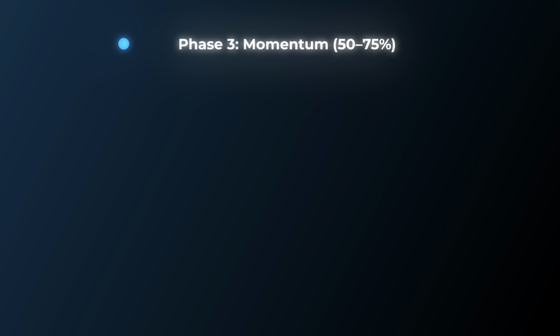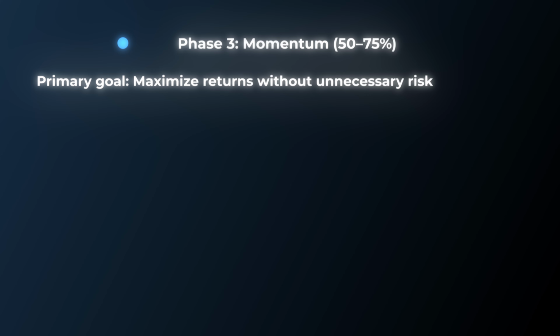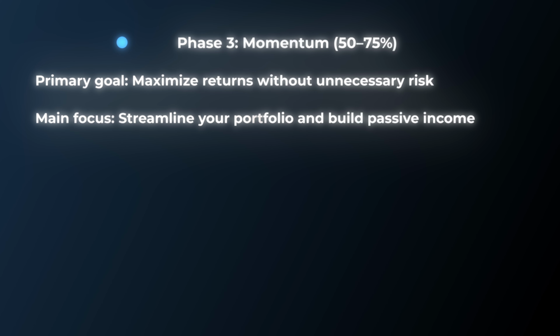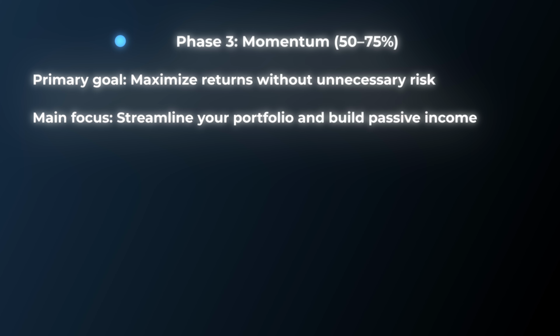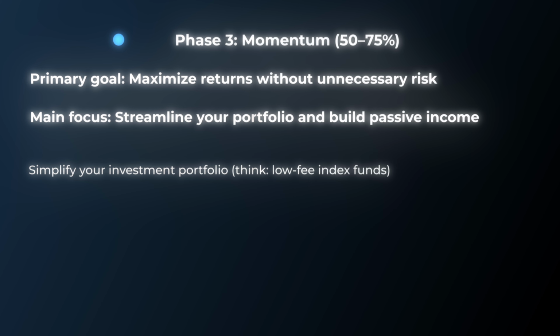Phase 3 is momentum. Your primary goal is to maximize returns without unnecessary risk, and your focus should be to streamline your portfolio and build passive income. At this point, you're halfway there and your investments finally start doing the heavy lifting. So here's what to focus on. Simplify your investment portfolio.